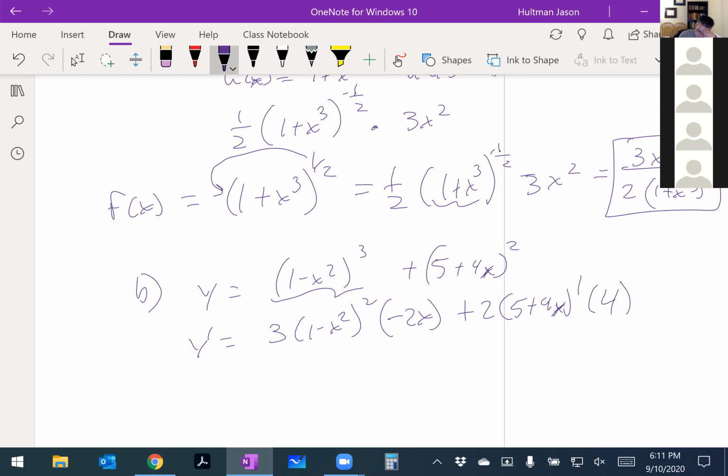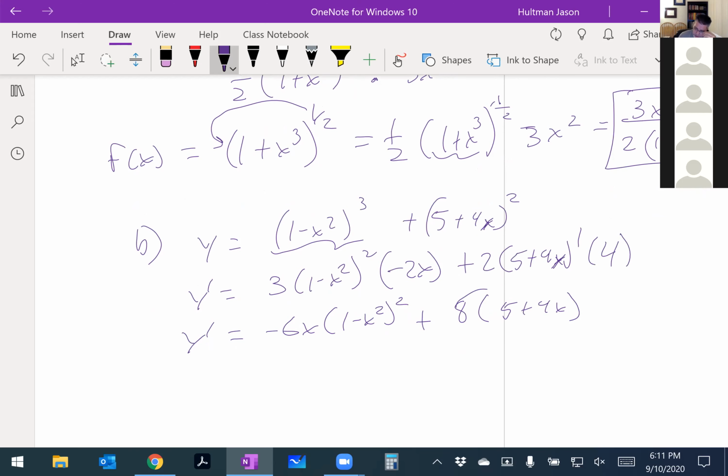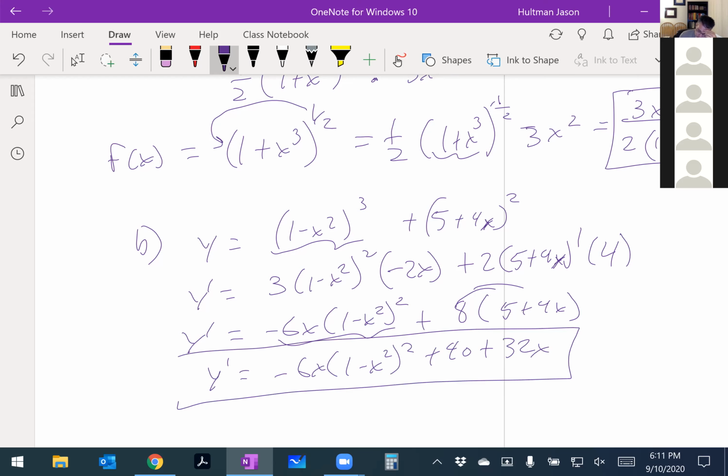Okay, so let's clean this up a little bit. Negative 6x times 1 minus x squared squared plus 8 times 5 plus 4x. I could leave it like that. I could also distribute if I really wanted to, but I don't want to distribute this thing because that's going to be a pain, and I'm not going to get much return on my investment there. Remember, to simplify means to make it simpler, not more complex. So I might just go negative 6x times 1 minus 8x squared squared plus 40 plus 32x. And I'll probably just leave it like that.